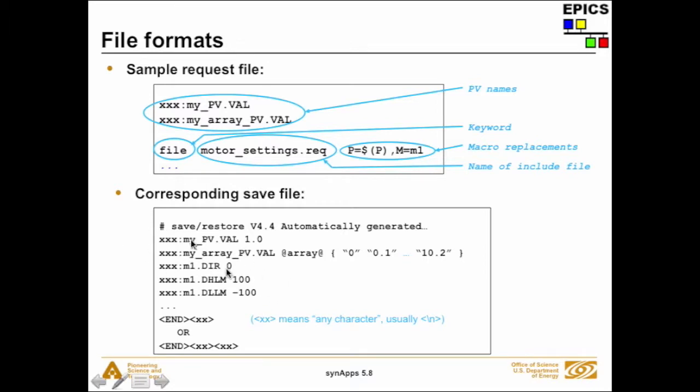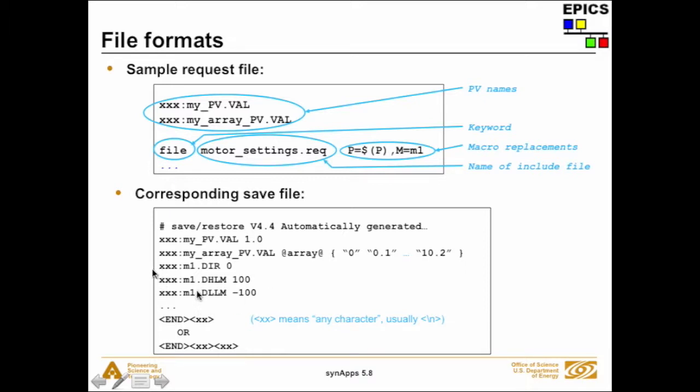So this is what the save file looks like. For scalars, it's just the name of the PV and the value. For an array, it looks like this: there's an @array marker instead of a scalar value, and then there's a whole list of values. There's no count of how many, just a list of values.